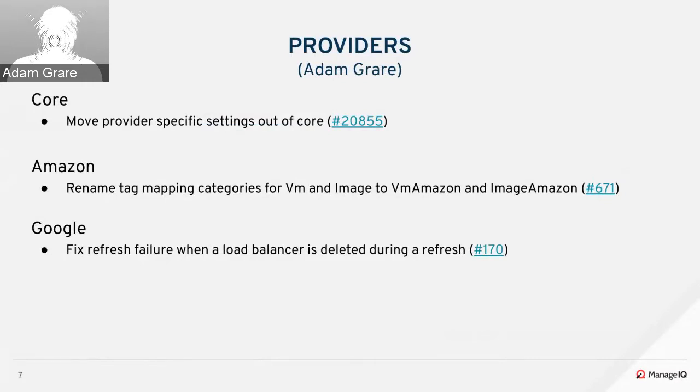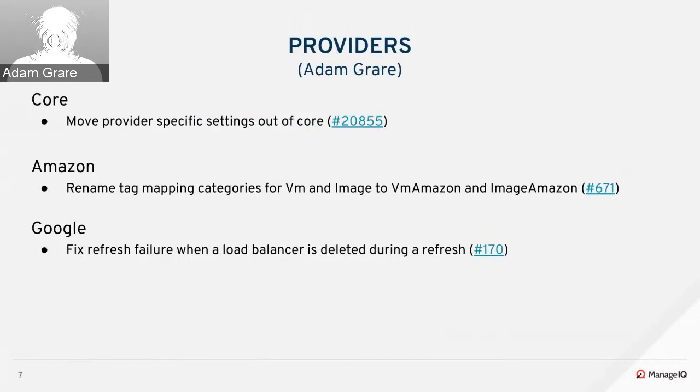For Amazon, Amazon was actually the first non-container provider that supported tag mapping. So when it was just added, it had VM and image as the category names. When we started adding Azure and VMware and the other ones, we started adding the provider name onto the back of the category. So it looked weird to have VM and then VM Azure. So we did a data migration this sprint to migrate those over to VM Amazon and image Amazon, so it'll migrate existing tag categories, and that brings it in line with the rest of the provider tag categories.